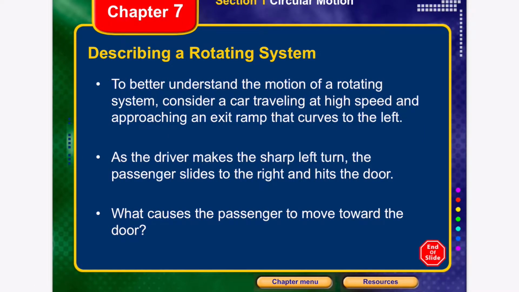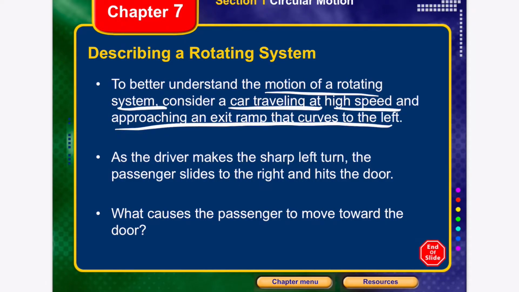So let's try and understand how to describe a rotating system. To better understand the motion of a rotating system, consider a car traveling at a really high speed and approaching an exit ramp that curves to the left. Now, as the driver makes a sharp left turn, the passengers slide to the right and hit the door. What causes the passenger to move towards the door?